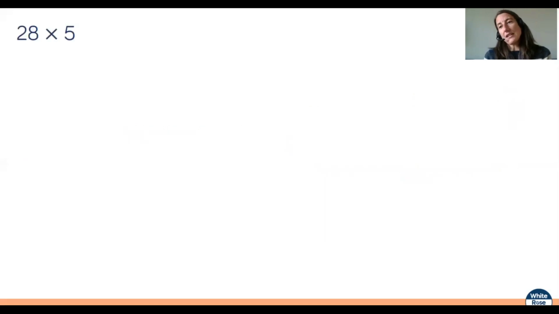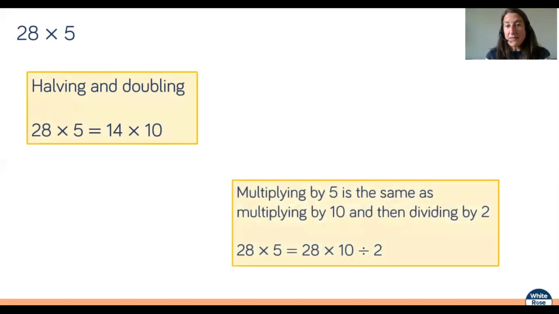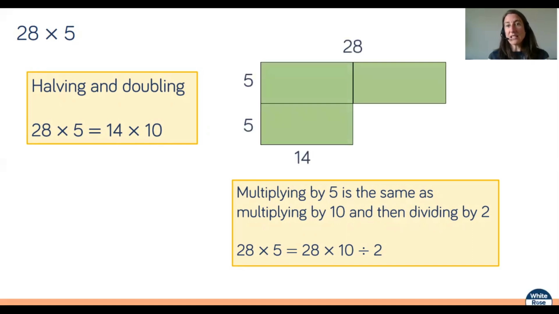So what other strategies are there for mentally calculating 28 multiplied by 5? Well, a really lovely one is the halving and doubling. So 28 multiplied by 5 is equal to 14 multiplied by 10. Or perhaps thinking about multiplication by 5 is the same as multiplying by 10 and then dividing by 2. Both really good strategies. And of course, we could use some kind of diagram to support that thinking.